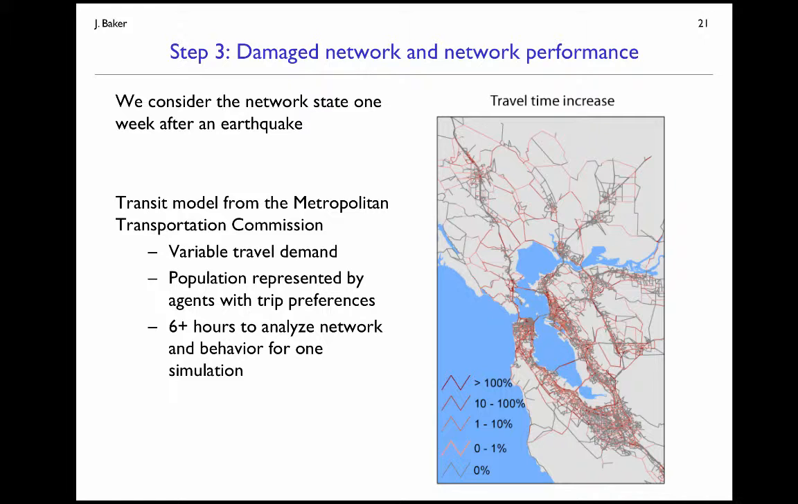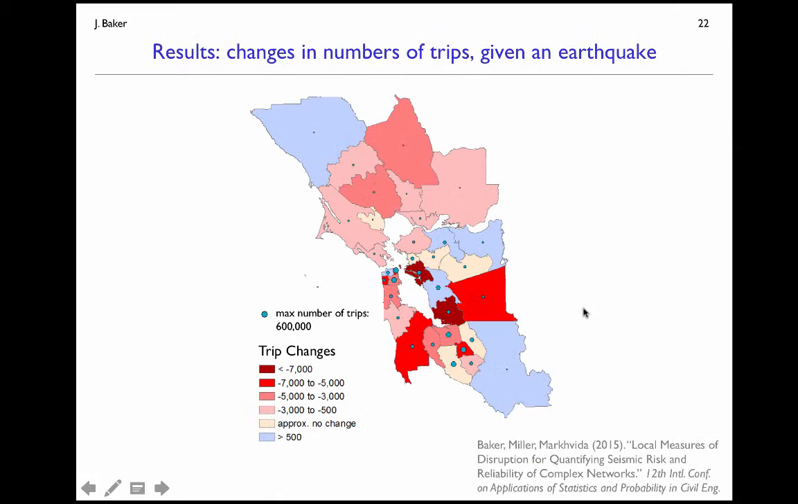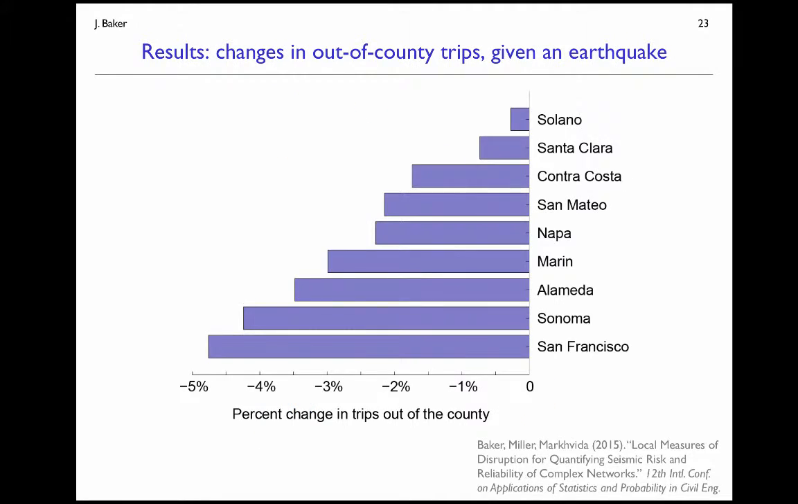I'll show you a few example results so we can see percent increases in travel time per link. We can see changes in the number of trips made. So these are trips across different regions of the network, with coloring indicating the degree of decreases in trips due to disruption on the network.